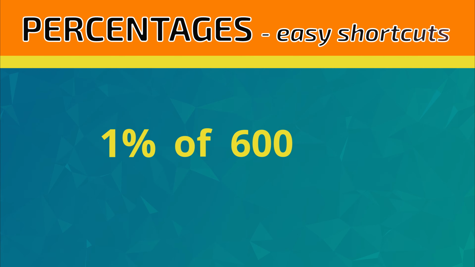Let's calculate 1% of 600. A quick way to divide by 100 is to move the decimal point 2 places backwards. Here's the decimal point in 600. We'll move the decimal point 2 places back to get the answer of 6. So 1% of 600 is 6.